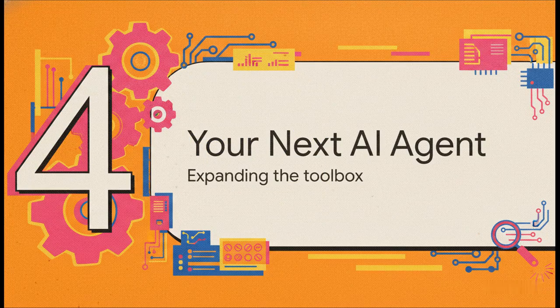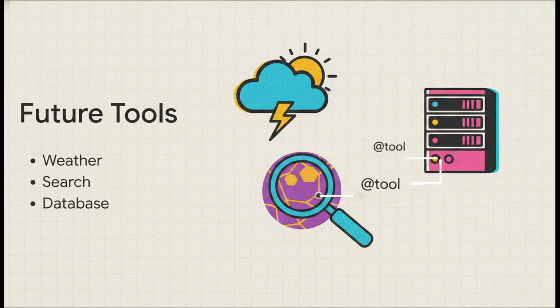Section 4. Your next AI agent. Expanding the toolbox. Because the true power of agentic AI entirely lies in what you decide to put in that toolbox next. Just imagine expanding it by writing new Python functions, labeling them with that magical @tool decorator, and giving your system brand new abilities. You could give it a tool to check real-time weather APIs, a tool to search the live internet for up-to-date information, or even a tool to securely query your own private business databases.